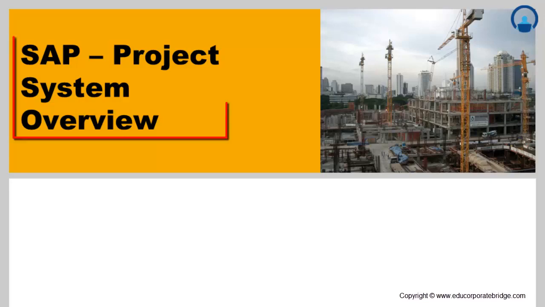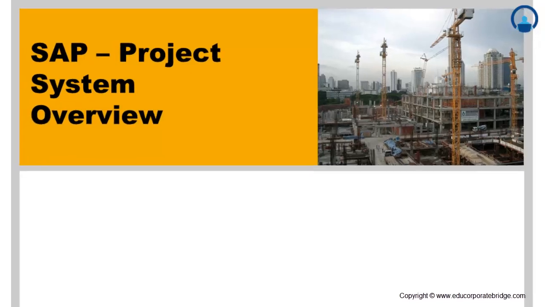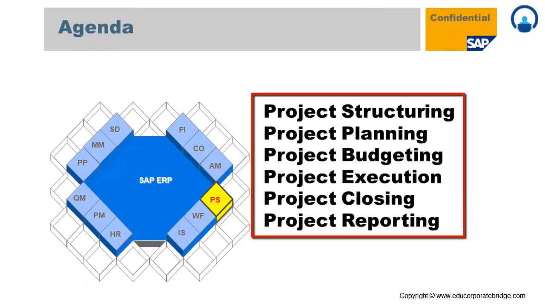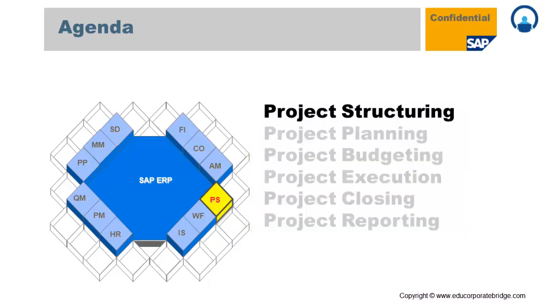Today we start with the SAP Project System overview. Basically, the agenda of today's session is that we have mapped all the SAP scenarios in the SAP system, and we will see how the process flows through the Project System module. This is the agenda: we will map project structuring, project planning, project budgeting, project execution, project closing, and project reporting. So let's start with the project structuring module.